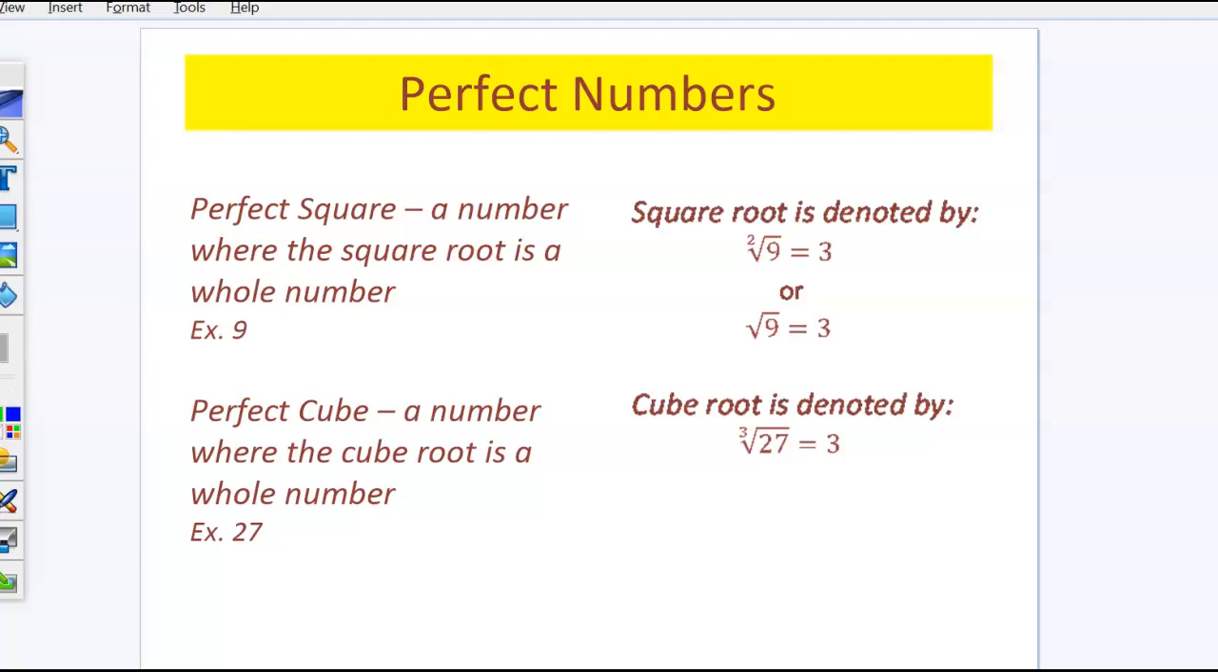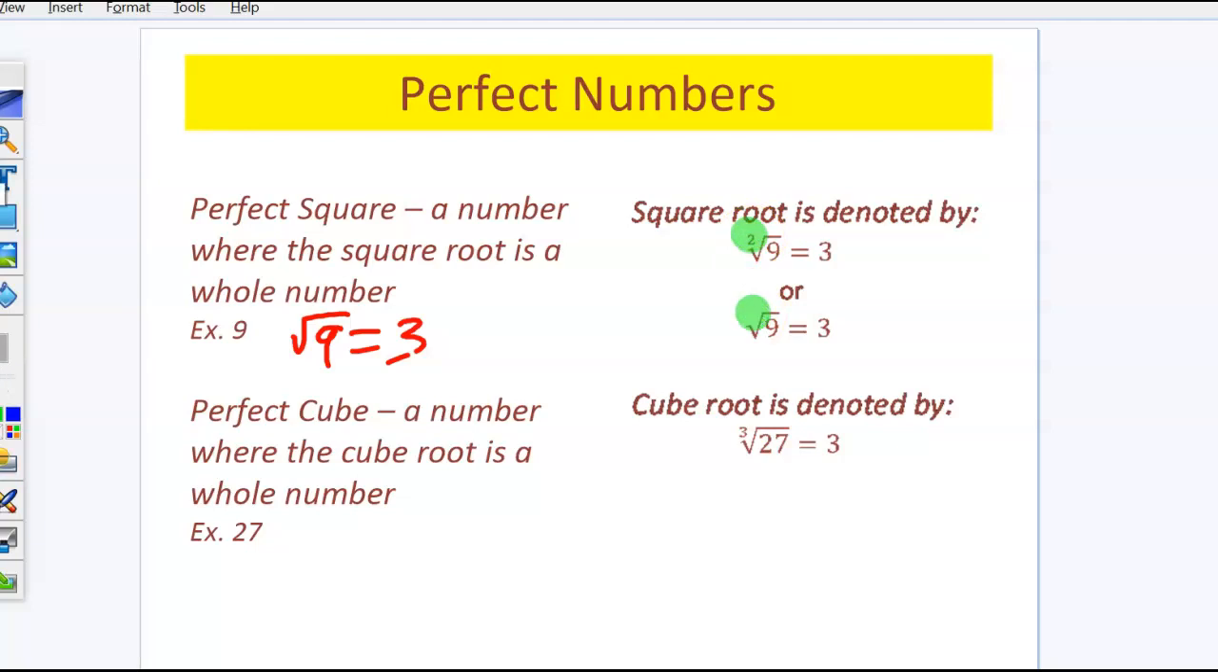All right, a perfect square. Let's talk about perfect numbers here. A perfect square is a number where the square root is a whole number. For example, the square root of 9 would be equal to 3. The square root is denoted by this little 2 inside the notch with a radical sign and a 9 underneath. And we'll talk about the terminology of those things shortly. Now, if the 2 is written there or not written there, it's assumed to be square root.